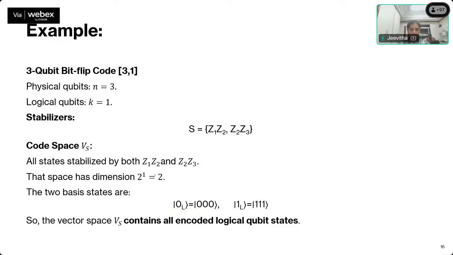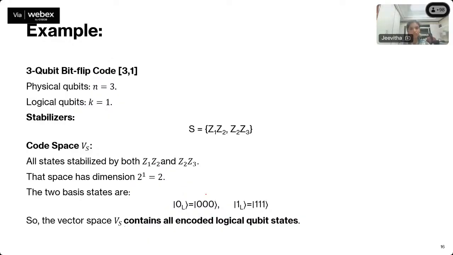When we take this repetition code as an example, the space has dimension 2 to the power k. Here the number of logical qubits is 1, so 2 to the power 1 gives us 2. It means that the code space contains 2 states. Which are the 2 states? These are logical 0 and logical 1. These are the error-free states, and these 2 states are present in the vector space. We can conclude that the vector space contains all encoded logical qubit states.